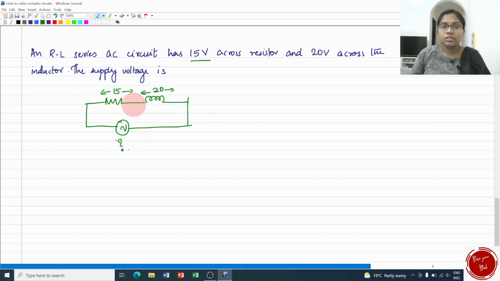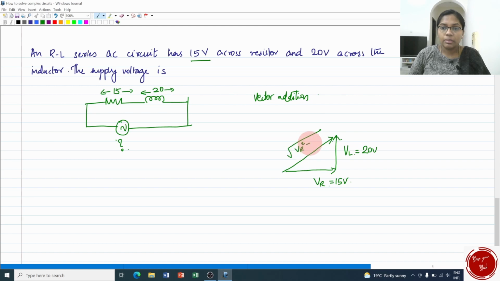Unlike in a DC circuit, it is not the case that you add both of the voltages to get the supply voltage. Here you have to go for vector addition. As seen in the voltage triangle described in the last video, VR is the reference, the horizontal line, and since it is an inductor, the voltage VL is perpendicular, pointing upwards from the head end of VR. This is your VL, equal to 20 volt, and this is your 15 volt across the resistor. The net voltage will be the vector addition of both, which is root of VR square plus VL square.